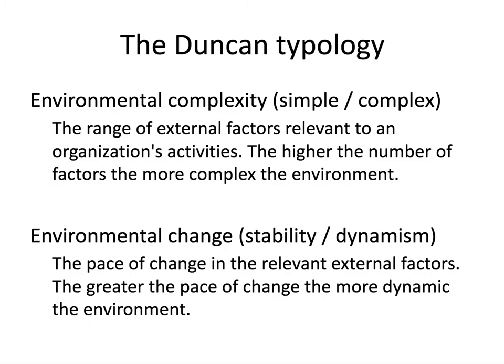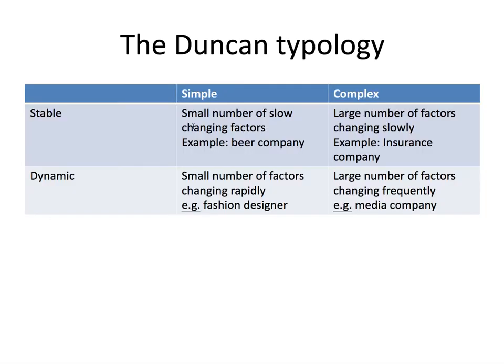There might be lots of VUCA around, but in the things facing this particular organisation, it's relatively stable. At the other extreme, you have very dynamic environments where there's a lot of change going on in the relevant factors. So the Duncan typology creates these four boxes. But what's important for us is to recognise the level of simplicity and complexity is largely a choice of organisations.